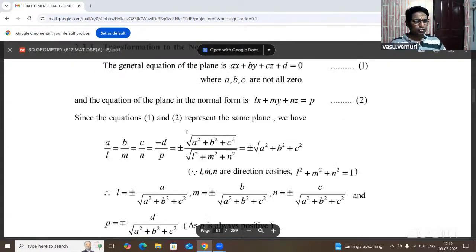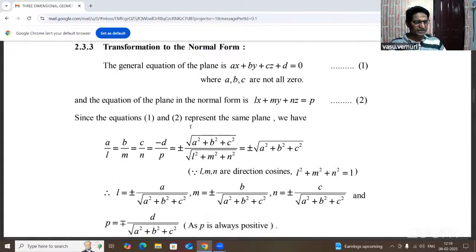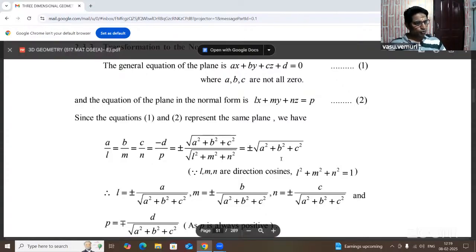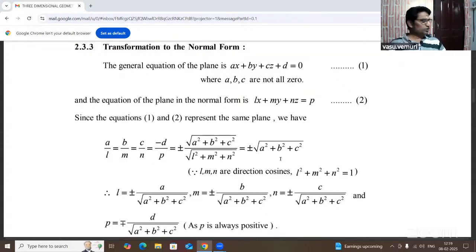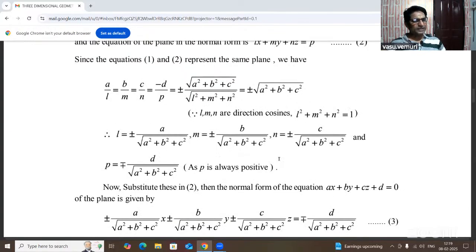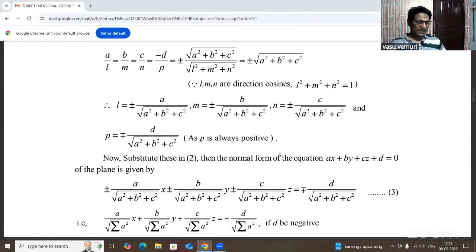A by L equal to plus or minus. Each and every one is equivalent to this one. So we are getting the values of l, m, n. So the L value is plus or minus A by root of sigma A square, means A square plus B square plus C square, and M equal to plus or minus B by root of sigma A square, and N equal to plus or minus C by root of sigma A square.